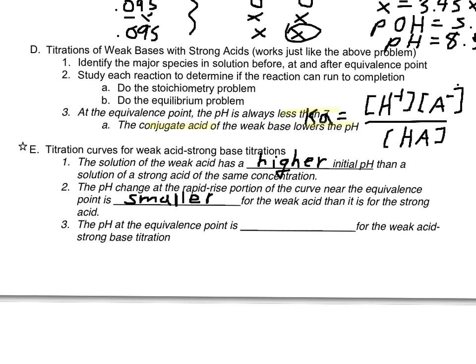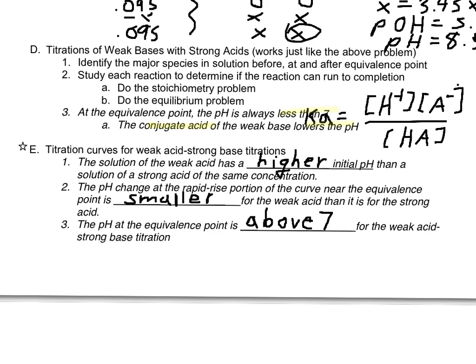Now for a weak base strong acid, the solution of your weak base is going to have a lower initial pH than the strong base. Your pH change is still going to be smaller. Your pH at equivalence point is going to be less than 7. So it's exactly like those titration curves that I showed you at the very beginning of these notes.